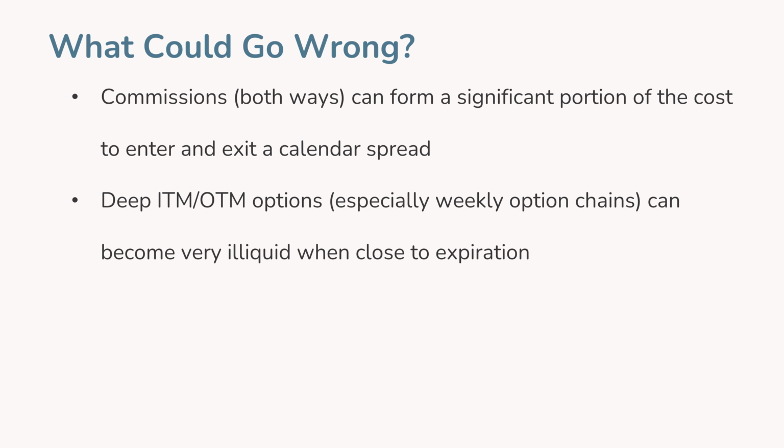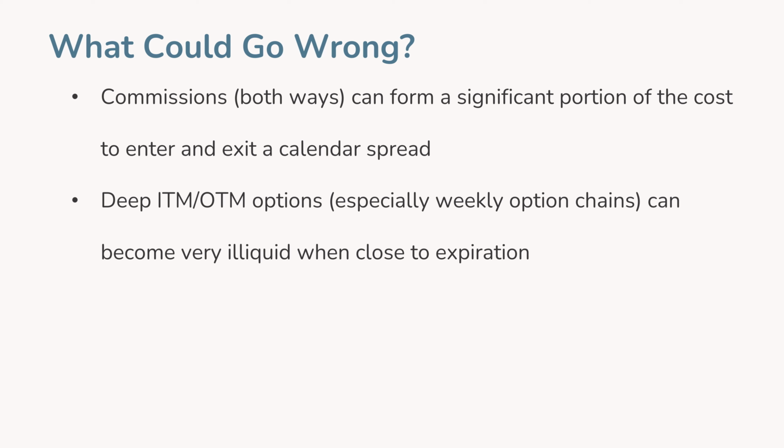So for calendar spreads, my recommendation is to trade only those stocks with very liquid weekly option chains. So your big tech companies like Microsoft, Facebook, Apple, AMD will naturally be very good candidates for calendar spreads.